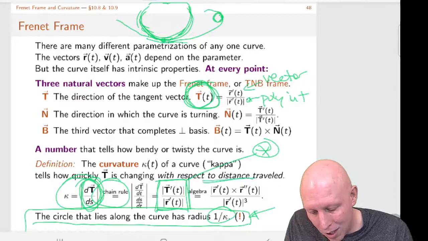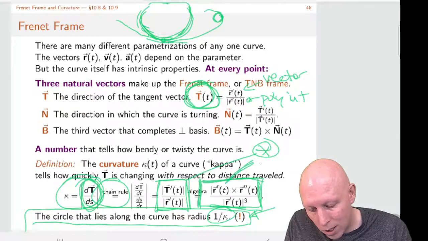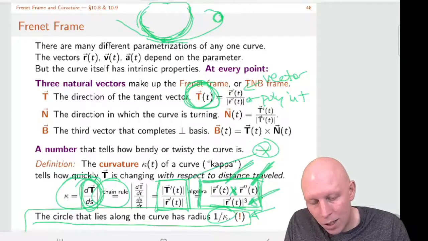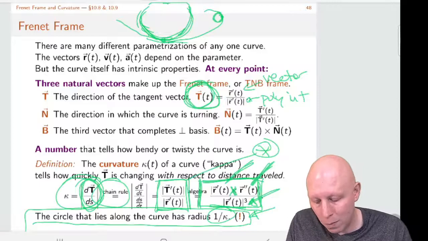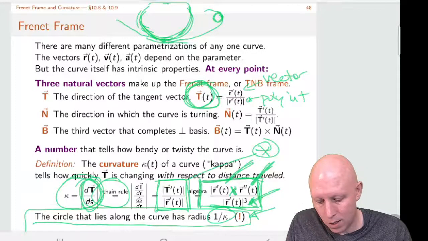So the easier way to calculate the curvature is this function, where you take the derivative of r, the second derivative of r, you take their cross product, and then you take the length of that, and you divide by the length of r primed cubed. You can check the book if you want to see the details.